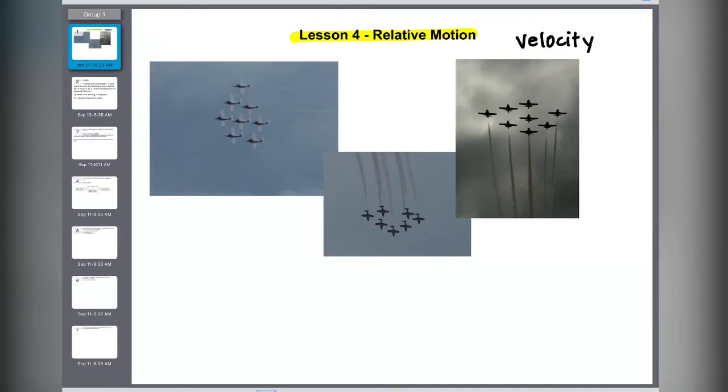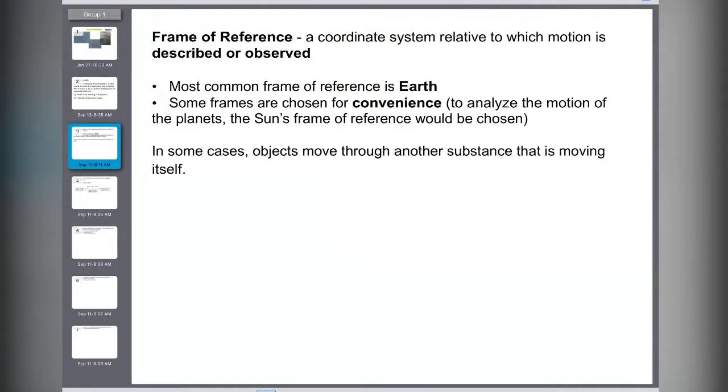Obviously the planes are going really fast, but when they're doing a formation relative to each other, they almost look stationary, and that's what relative motion is talking about. So it's important to talk about frames of reference, and a lot of the time we reference the earth. So that's why you say, oh, you're not moving, or if I'm in the classroom looking at you, we're stationary in comparison to each other.